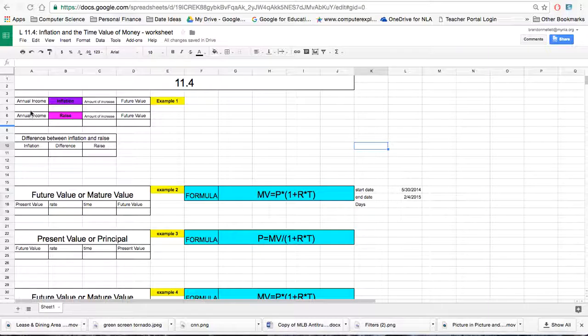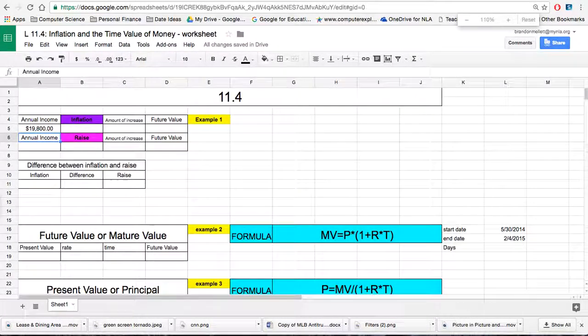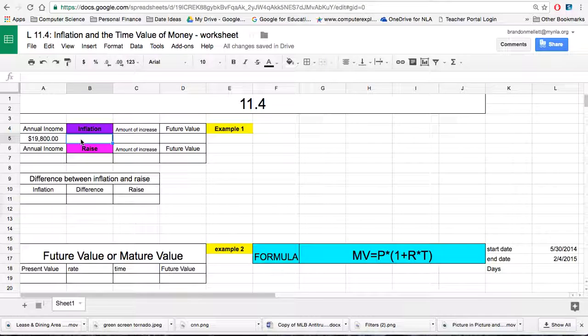In this first example, we are asked to do a comparison for this individual's income. Their annual income after taxes is $19,800. Zoom in here a bit. The inflation rate at this time is currently 4.8%. So we need to see what is the amount of increase? How much of this annual income needs to be set aside for inflation? We simply do annual income times inflation. $950.40 is included for inflation.